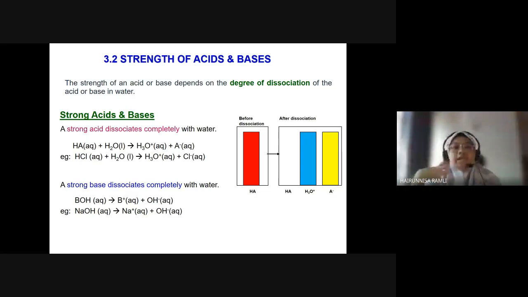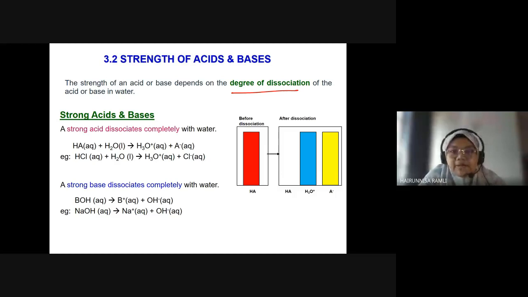Okay. So, kita masuk kepada, now kita nak pergi specific pula pada strong acids and strong bases. Kita nak pecahkan strong acid dengan weak acid, weak bases. Tadi you just nak tengok dari segi jenis kan. Now kita pergi specific, okay. So, the strength of an acid or base depends on the degree of dissociation of acid and base in water. What does it mean by degree of dissociation?